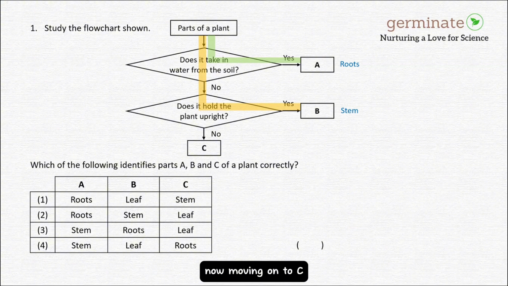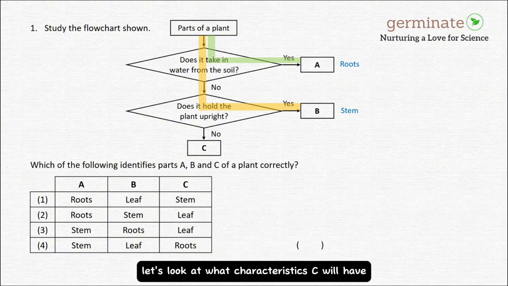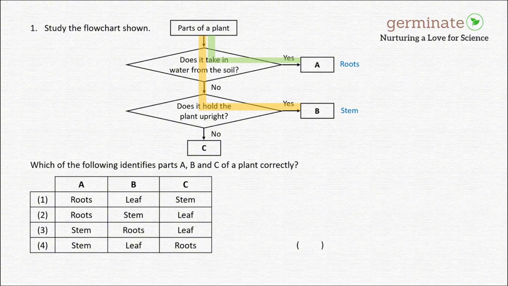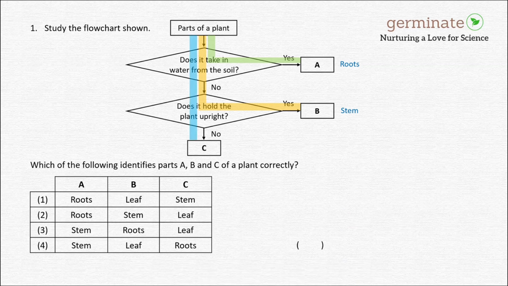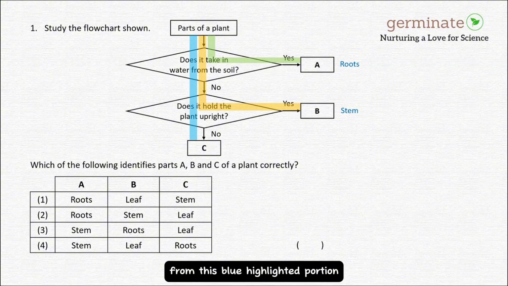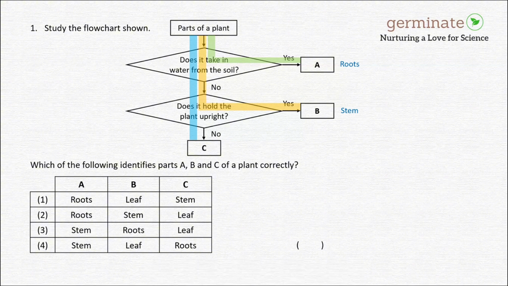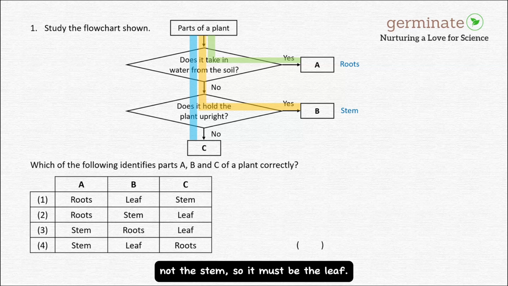Now moving on to C. Let's look at what characteristics C will have. Let's start from the beginning of the flowchart and highlight towards C. From this blue highlighted portion, what characteristics does C have? We can tell from the flowchart that C does not take in water from the soil and it does not hold the plant upright. Looking at the table, what other options plant parts can it be? It is not the roots, not the stem, so it must be the leaf. And let's write it down.